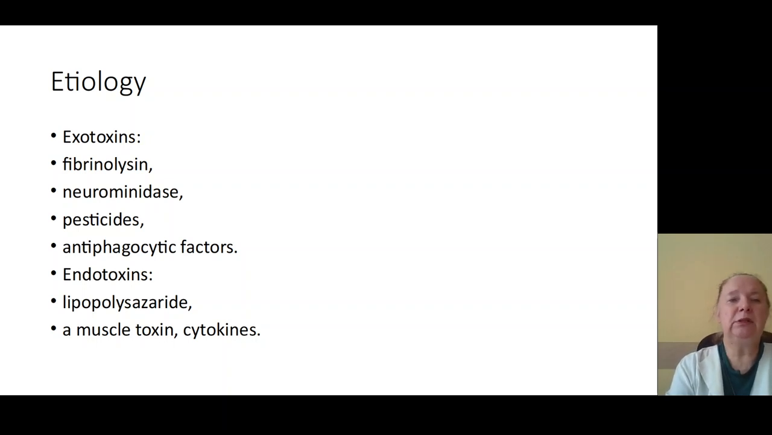And endotoxin is the product of destruction of Yersinia. It includes lipopolysaccharides, muscle toxins, cytokines, which cause toxic metabolic disorders, disorders of function of different organs, polyorgan insufficiency, toxic shock, and death of the patient.